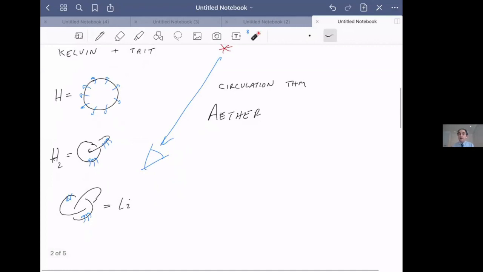Tait said, well, it's a nice theory, but it doesn't predict anything about the atoms that you would want it to predict. You would want it to predict things like the masses of the atoms, or the electrical properties of the atoms, or the chemical properties of the atoms, and it didn't seem to predict any of those things. So Tait said, well, it's probably wrong.